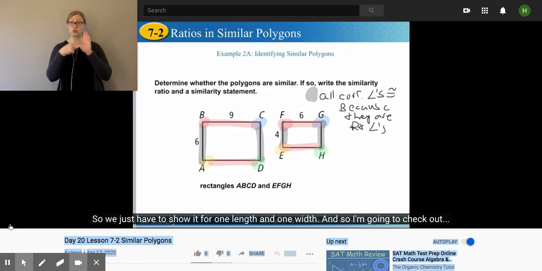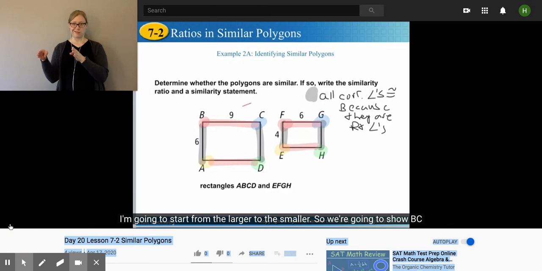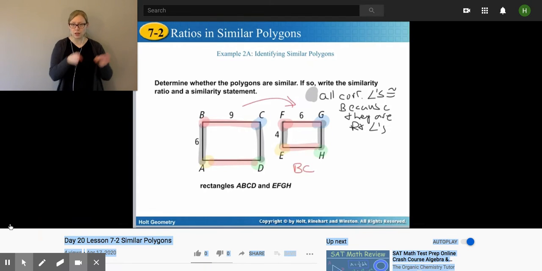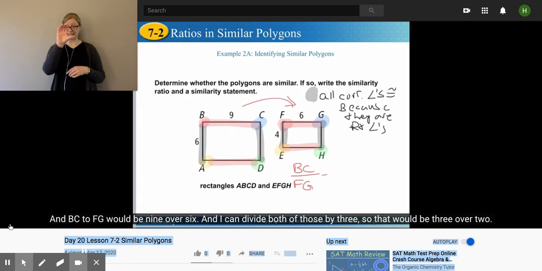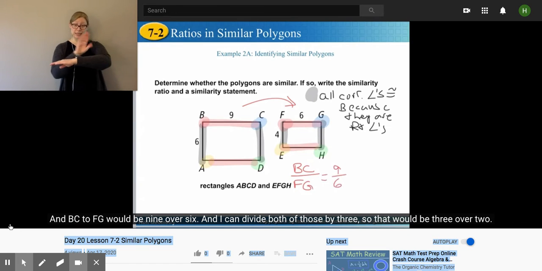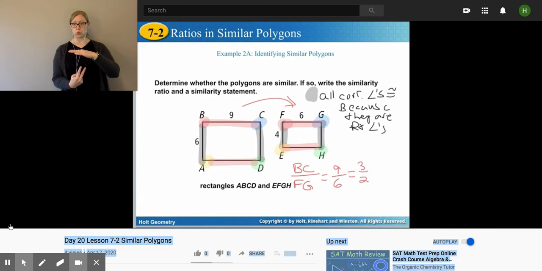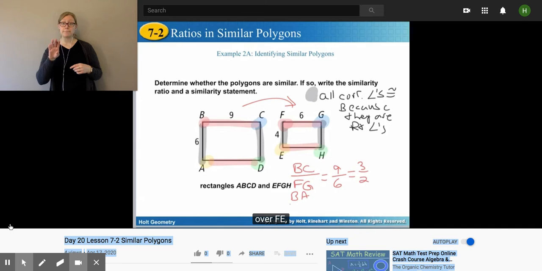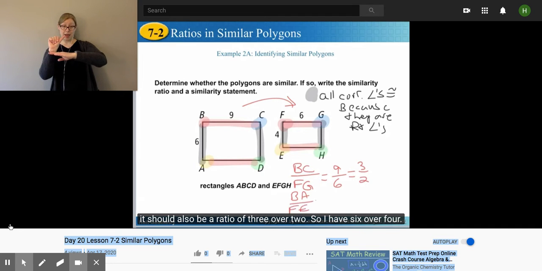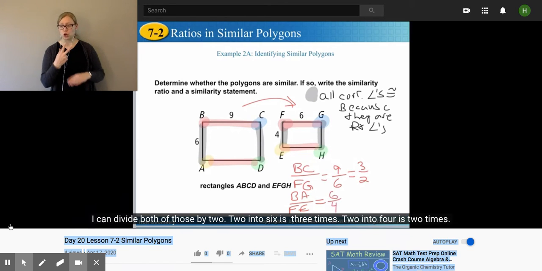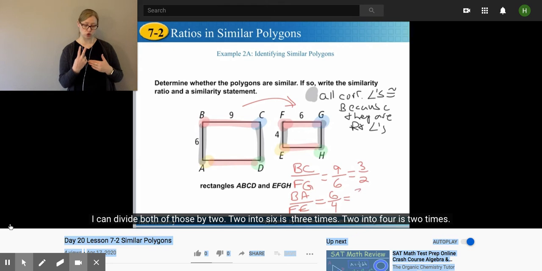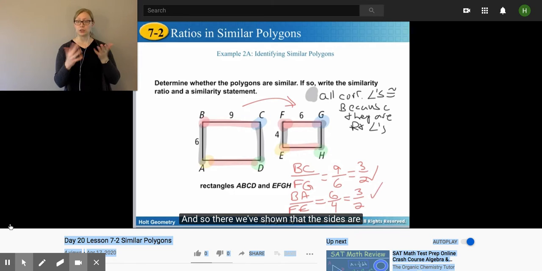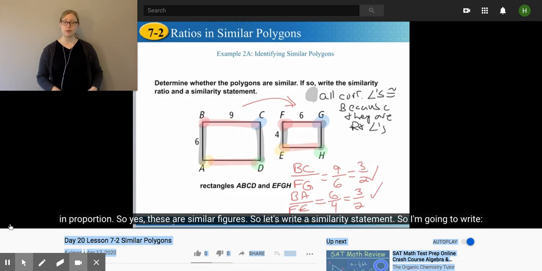And so I'm going to check out. I'm going to start from the larger to the smaller. So we're going to show BC to FG. And BC to FG would be 9 over 6. And I can divide both of those by 3, so that would be 3 over 2. So when I look at BA over FE, it should also be a ratio of 3 over 2. So I have 6 over 4. I can divide both of those by 2. 2 into 6 is 3 times. 2 into 4 is 2 times. And so there we've shown that the sides are in proportion. So yes, these are similar figures.